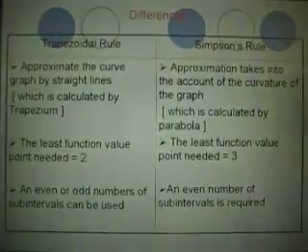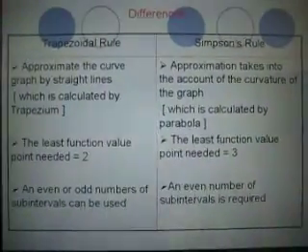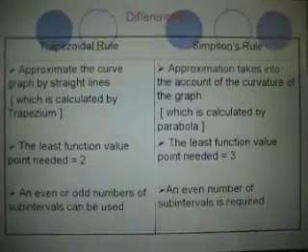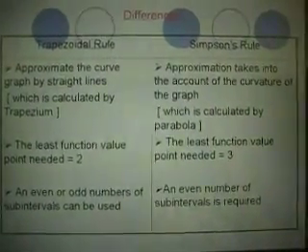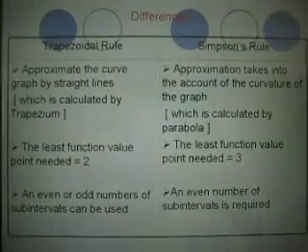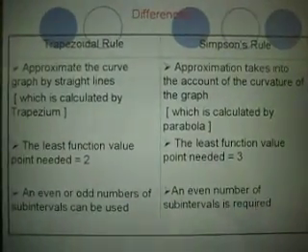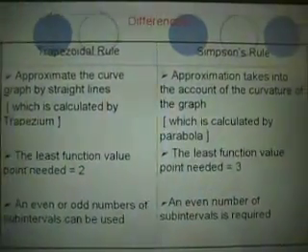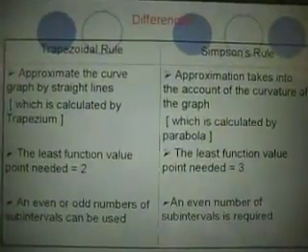Now I'll talk about the differences. For the trapezoid rule, it approximates the curve graph by straight lines, which is calculated by trapezium. The least function value points needed is 2, and an even or odd number of subintervals can be used.